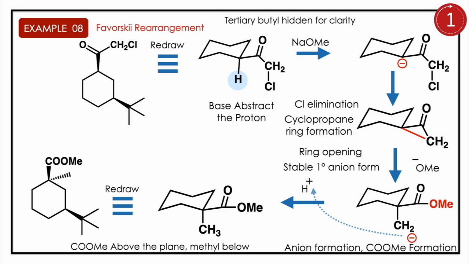Ring opens to form the stable anion. So the ring opens. The stable anion is the methylene anion. Then H plus attacks. You end up with CH3. Since the ring opens on the CH2 side, you have COOMe above the plane. So we draw with stereochemistry. If you redraw nicely in the planar form, COOMe and tertiary butyl are above the plane, methyl below the plane. The concept you outline here is that in a cyclohexyl system, better you redraw with stereochemistry and find the product.